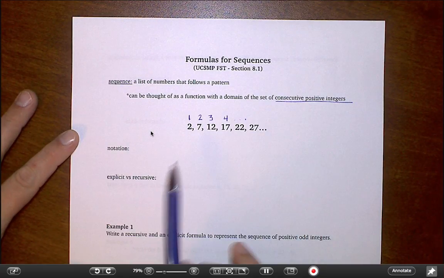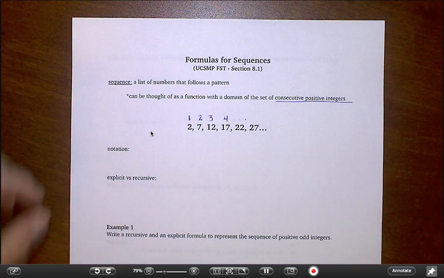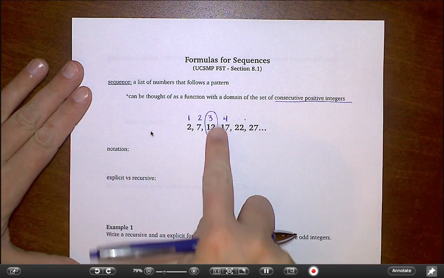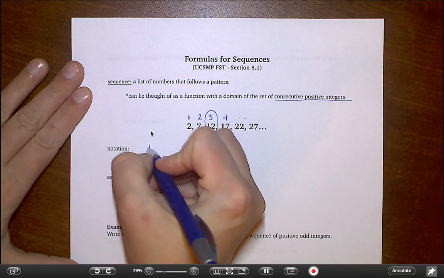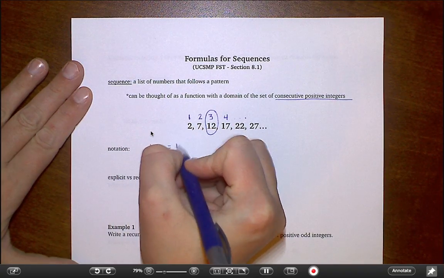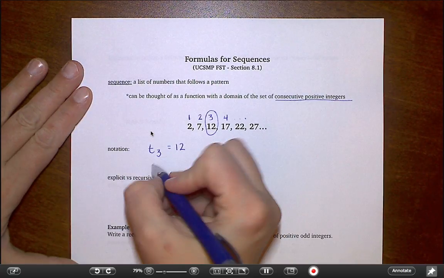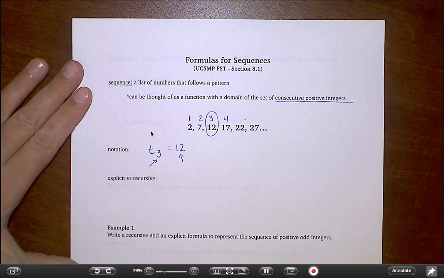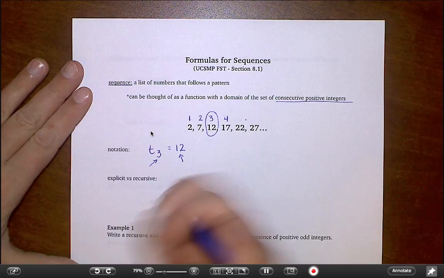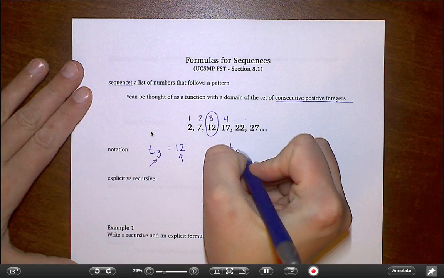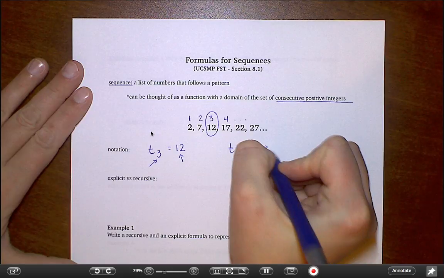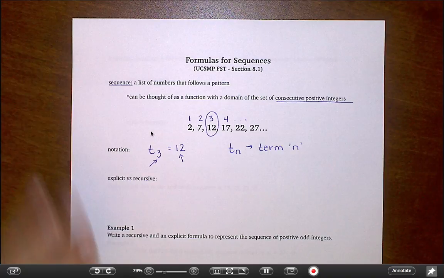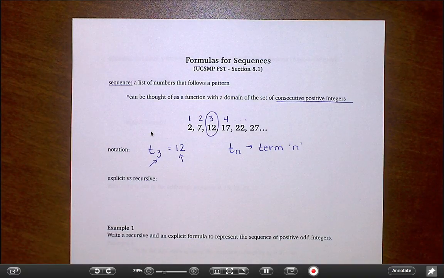Okay, so just so you know, notation-wise, how we write something like this is, for example, let's take this right here. If I want to say term number 3 is 12, I would write this, T3 equals 12. Okay? And again, thinking in function notation, the 3 would be like your input, the 12 would be your output. You'll also see it written sort of generically. T sub n means term n, where n is like a variable, so it could represent any term in the sequence.